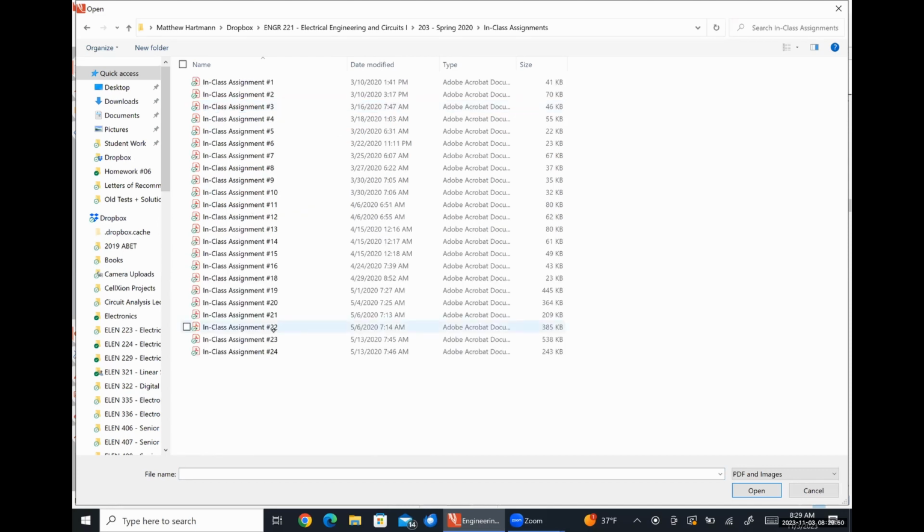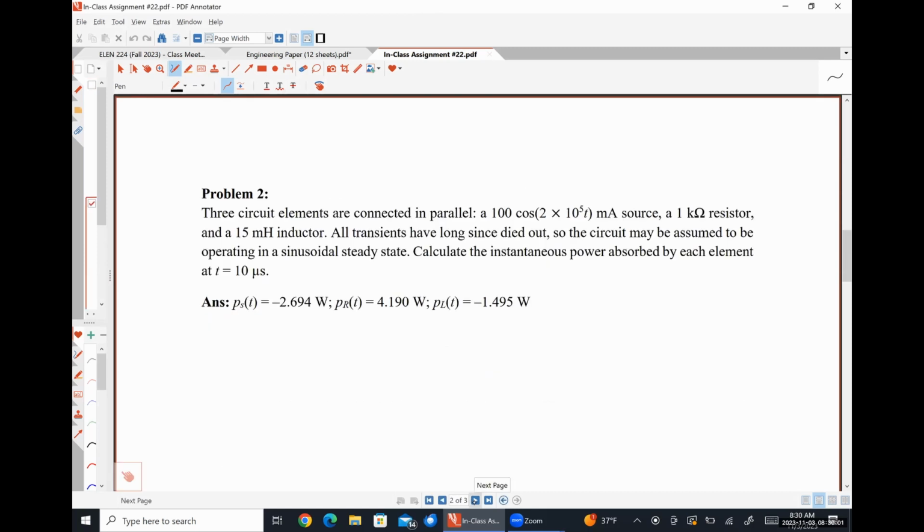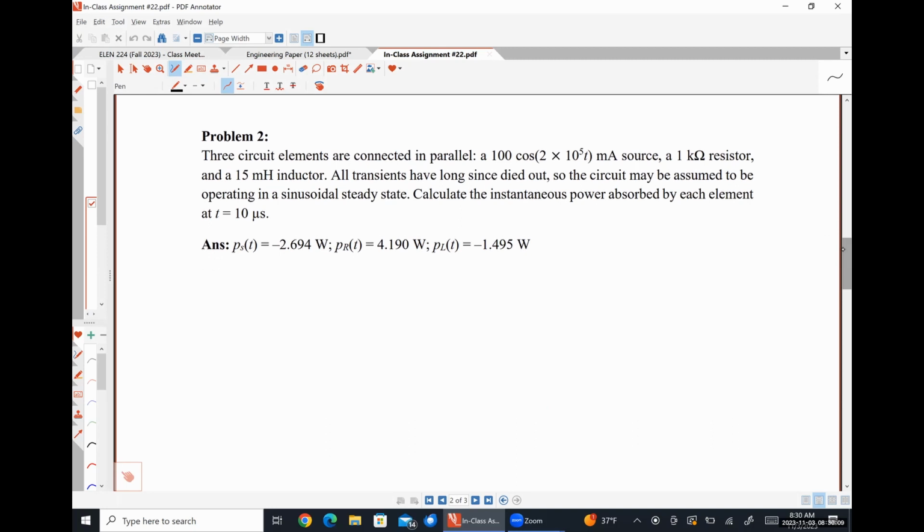All right, so this should be in-class assignment number 22, if I'm not mistaken. We're going to look at problem 2 specifically. So in this problem, you are told that we have 3 circuit elements connected together in parallel. So I'm going to draw that out. We have the current source in parallel with a resistor, in parallel with an inductor. We are interested in calculating the instantaneous power, but I cannot emphasize this strongly enough. We are going to do all of our circuit analysis in the frequency domain. So I'm only going to bother drawing this circuit in the frequency domain.